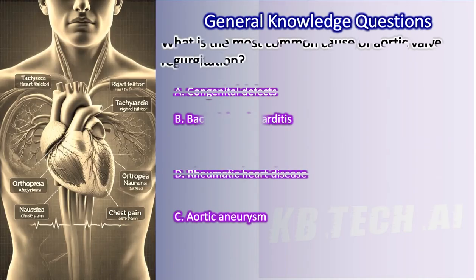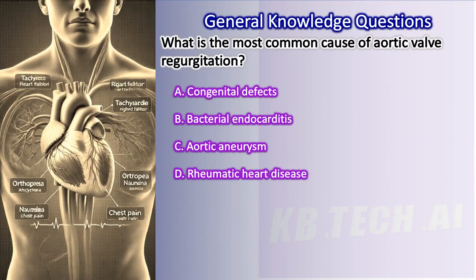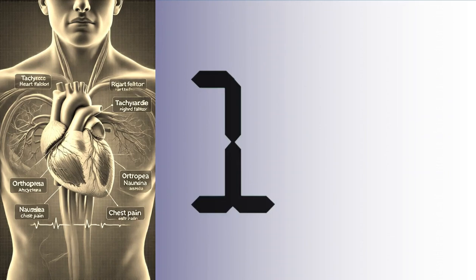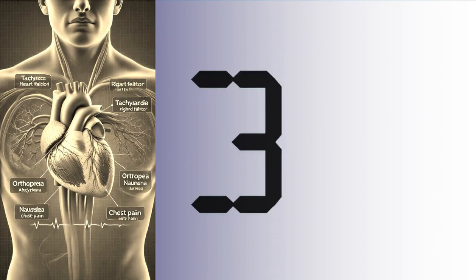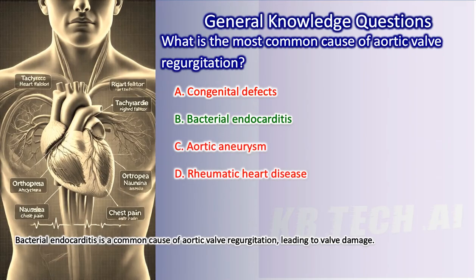Which is the most common cause of aortic valve regurgitation? Option 1, congenital defects. Option 2, bacterial endocarditis. Option 3, aortic aneurysm. Option 4, rheumatic heart disease. The answer is option 2, bacterial endocarditis.